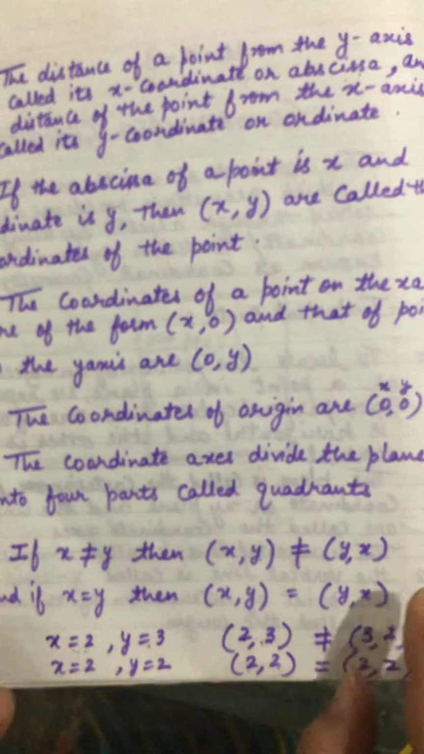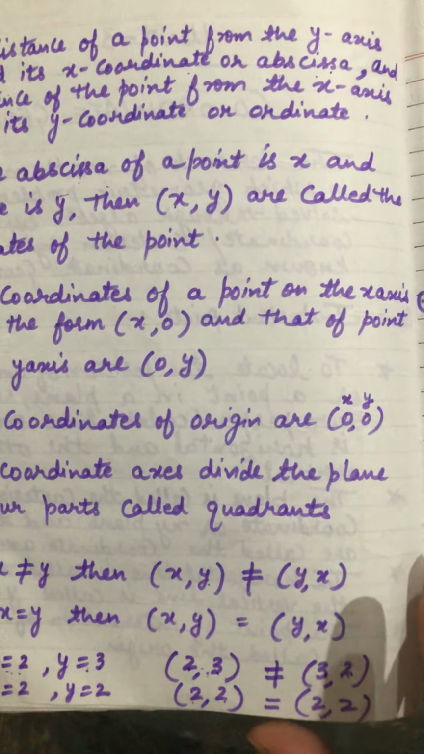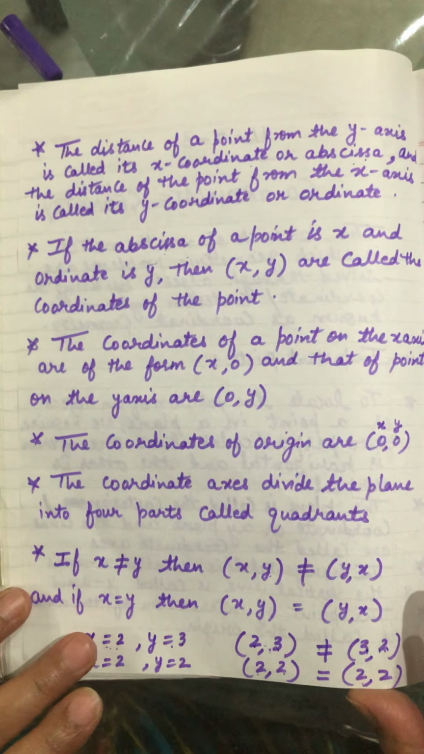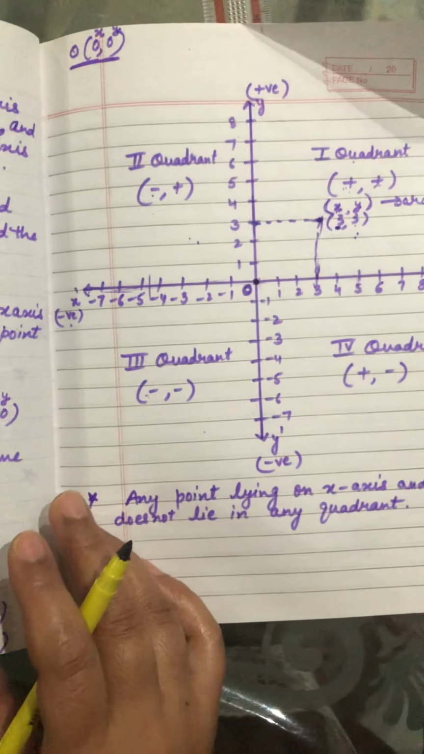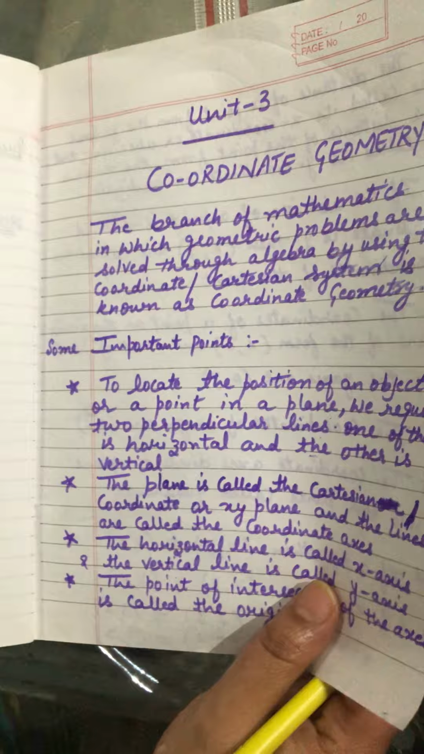So these are a few important points based on this chapter. We'll start exercise 3.1 in the next module. So you go through these points. Thank you.